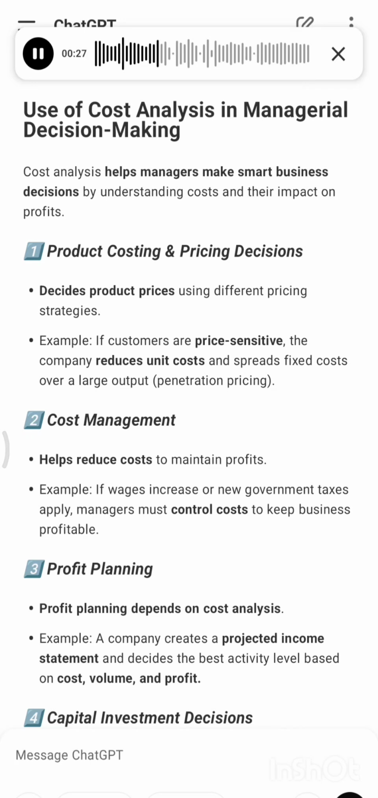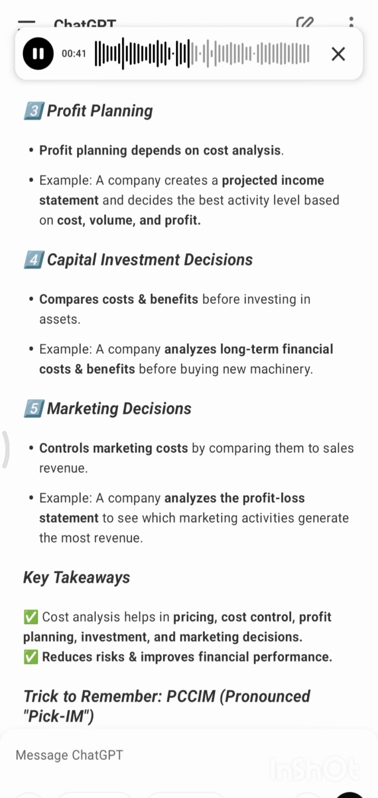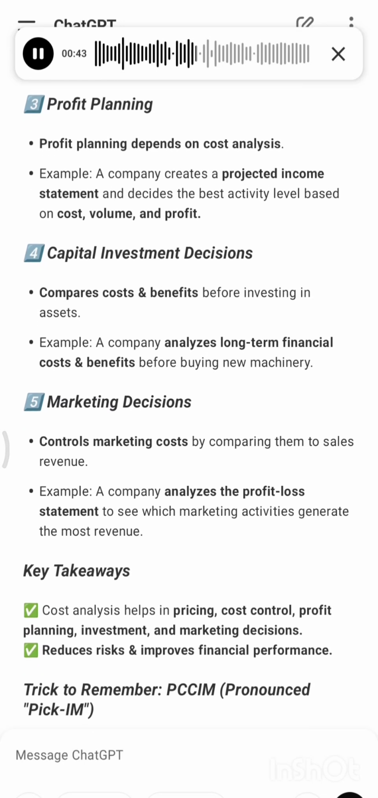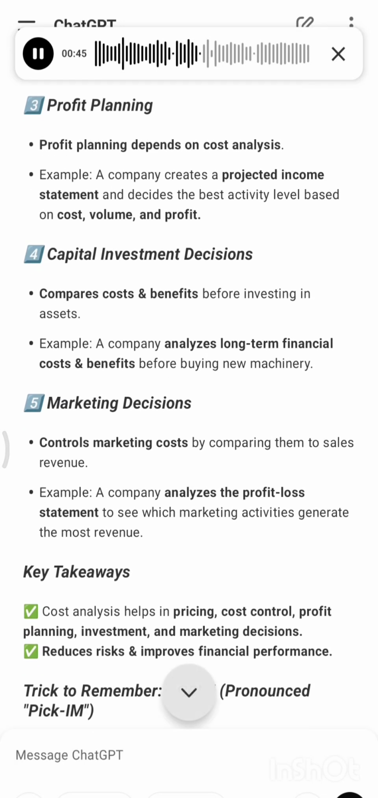Helps reduce costs to maintain profits. Example, if wages increase or new government taxes apply, managers must control costs to keep business profitable. Profit planning. Profit planning depends on cost analysis. Example, a company creates a projected income statement and decides the best activity level based on cost, volume, and profit. Capital investment decisions compares costs and benefits before investing in assets. Example, a company analyzes long-term financial costs and benefits before buying new machinery.